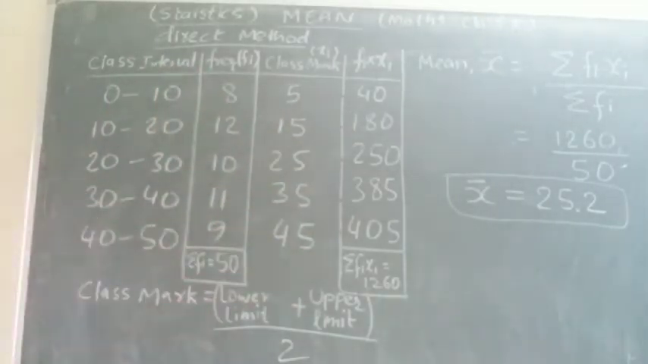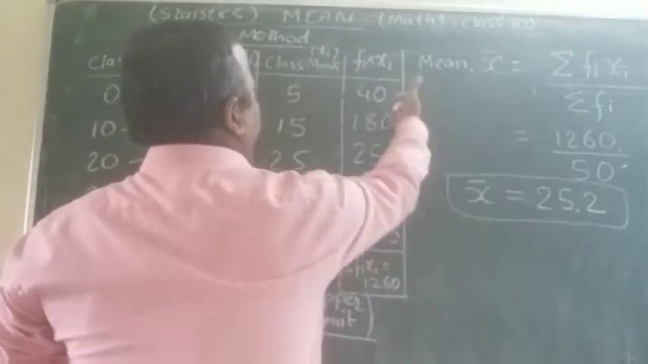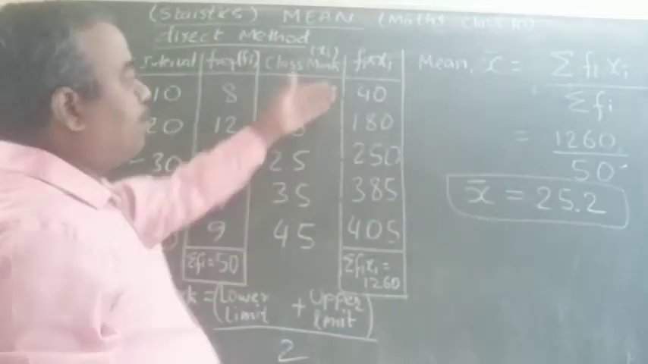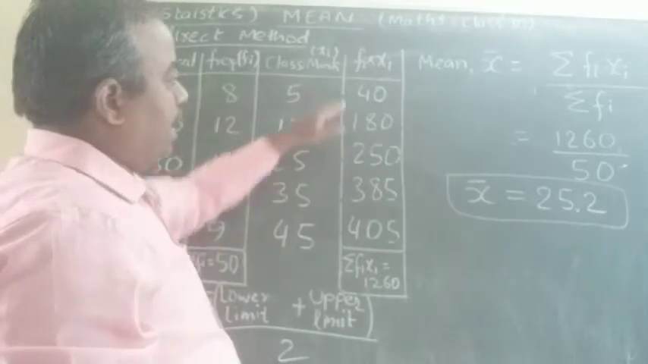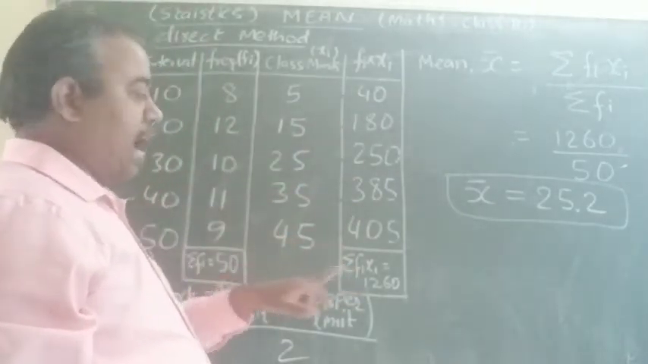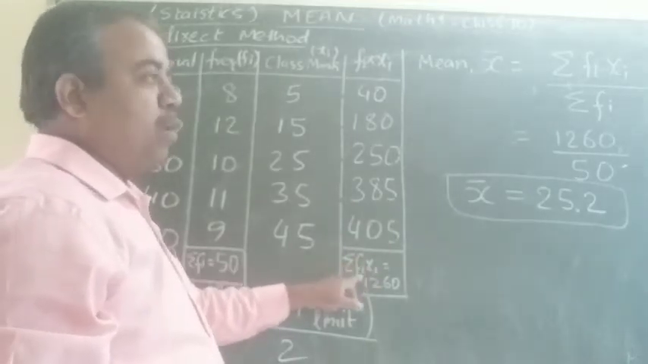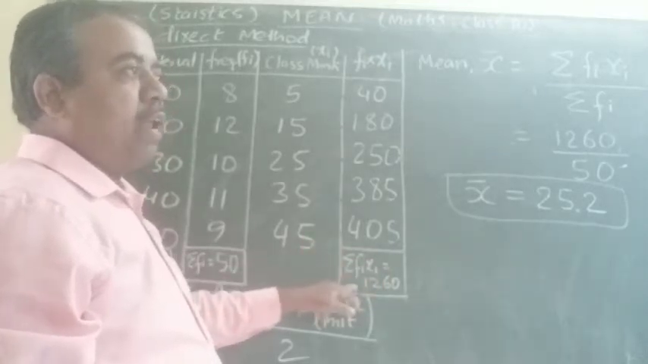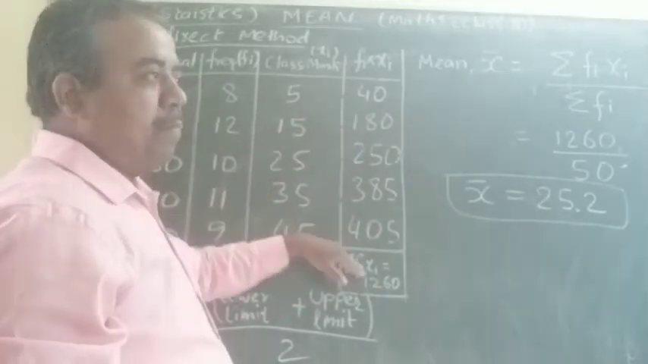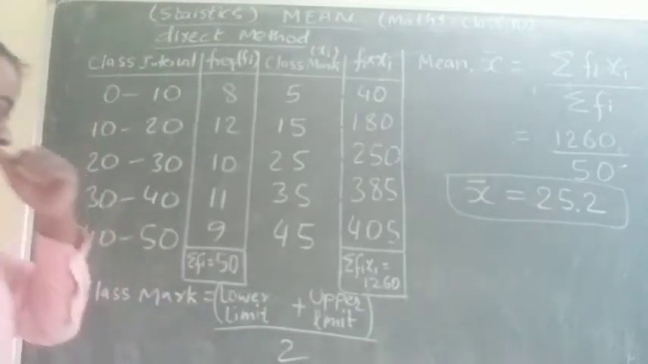So these are the products of f1x1 like this. Now what do I have to do? All of these are fx: f1x1, f2x2, f3x3, f4x4, f5x5. We have to take the sum of all fx. The sum of all fx is shown by sigma fi xi, with i value 1 for f1x1, i value 2 for f2x2, i value 3 for f3x3, i value 4 for f4x4, i value 5 for f5x5. Sigma means we take the sum of all these numbers, that is 1260.